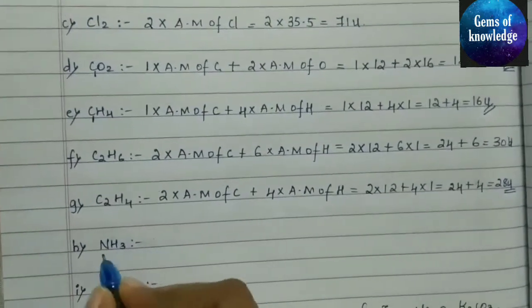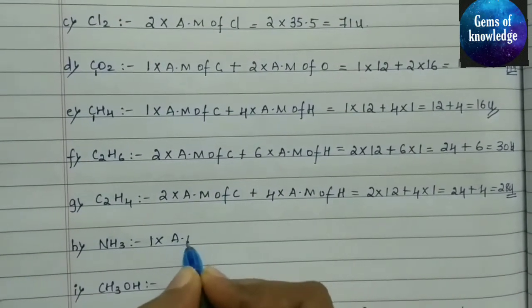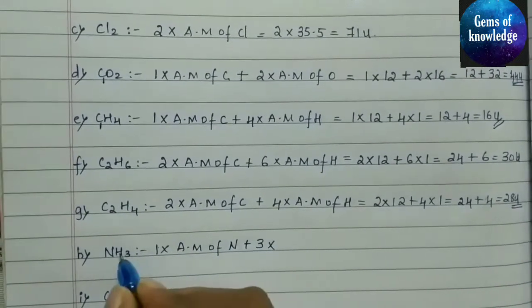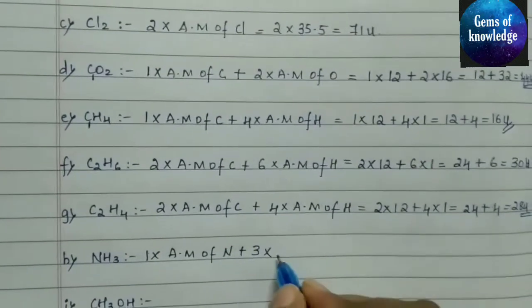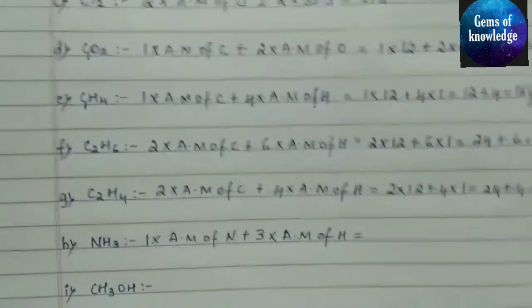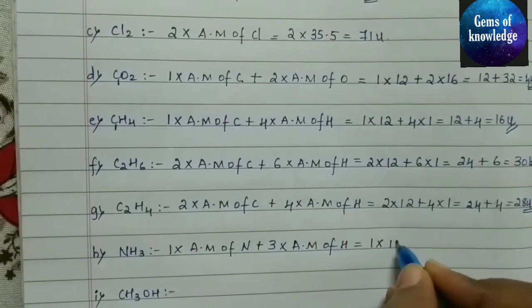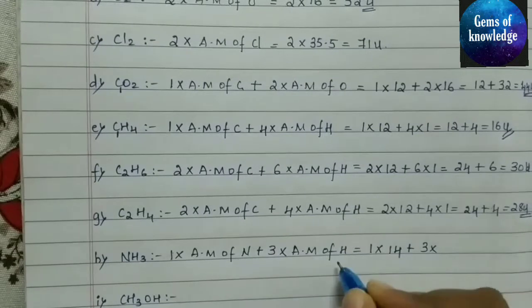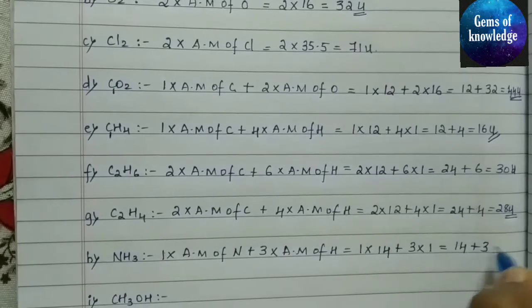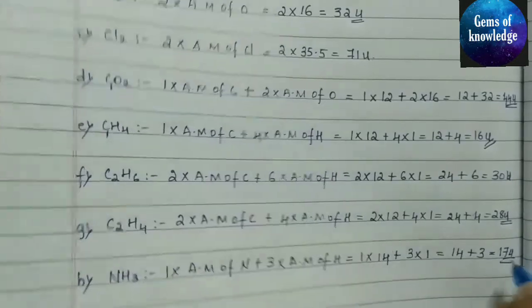Okay. Next again you can see here NH3 is given. N is only one time. So 1 into atomic mass of nitrogen plus 3 times hydrogen. You can see 3 times hydrogen is given. So 3 into atomic mass of hydrogen. So that is 1 into atomic mass of nitrogen, which is 14, plus 3 into atomic mass of hydrogen, which is 1. So 14 ones are 14 plus 3. So 14 plus 3 is nothing but 17 units.